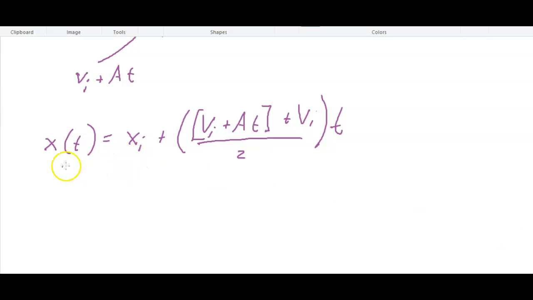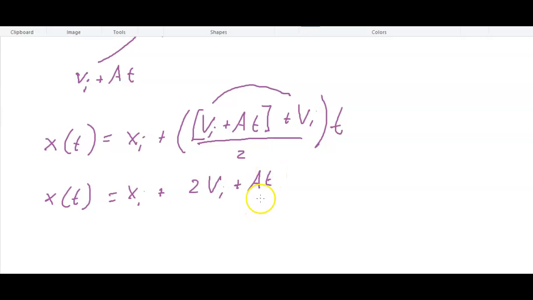Okay, so we've got some terms that we can combine here. Let's do this inside first. We've got a vi and a vi, so that's going to be 2vi. Then we've got the plus at, and that's all over 2, and that's all times t. So let's distribute this t across.